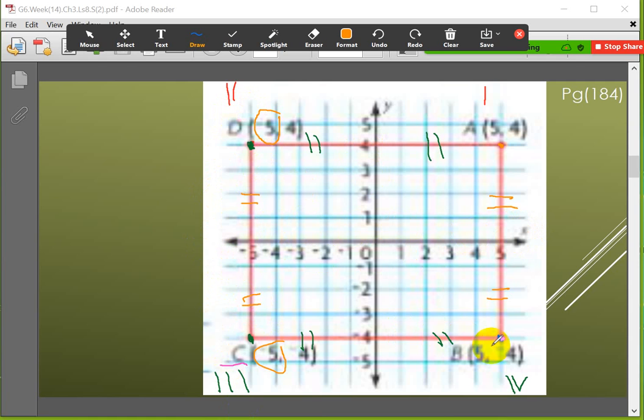Also A and B. A and B here have the same x. Here x is 5 and here x is 5, and y here is 4, y here is -4. So those 2 points are folded around the x-axis. That means the x-axis is a line of symmetry for A and B.